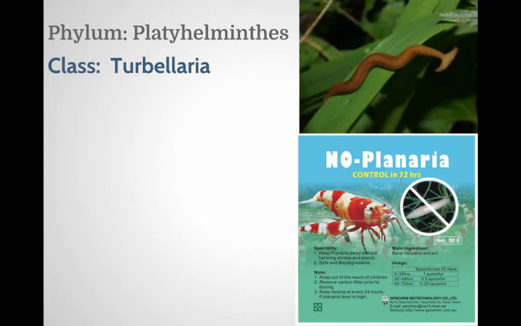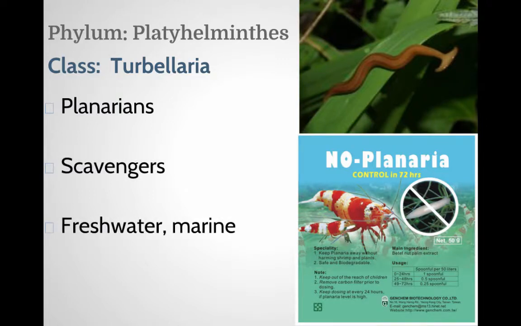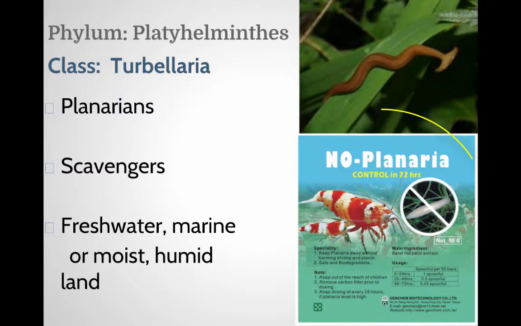The class Turbellaria contains the planarians, lots of scavengers, freshwater and marine species, or ones that live in moist, humid land environments. One thing to note, if you look in the lower right, is that they can be a common pest in fish tanks, so there are different strategies for removing them so that they don't affect the other species living in the tanks.